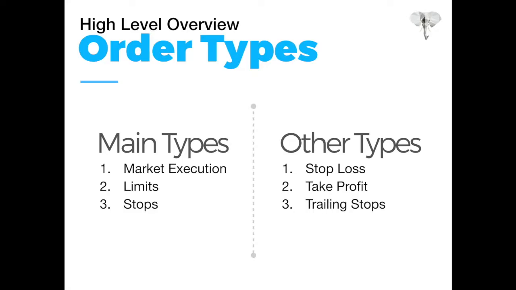Types. There's three main order types, and then three other order types. So the three main are going to be market execution, limits, and stops. The other types are going to be stop loss, take profits, and trailing stops. And those are actually linked to the main types. So we'll just dive right into it.